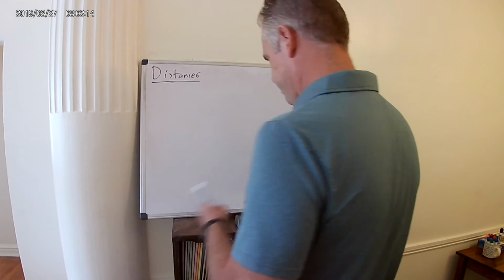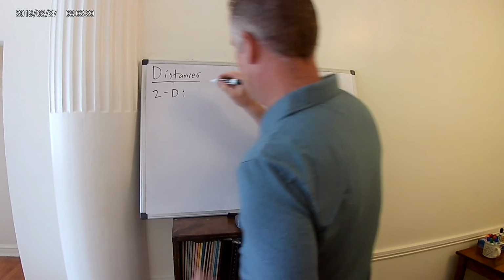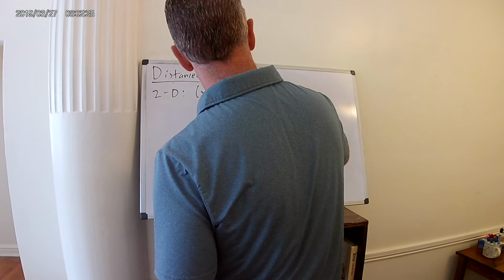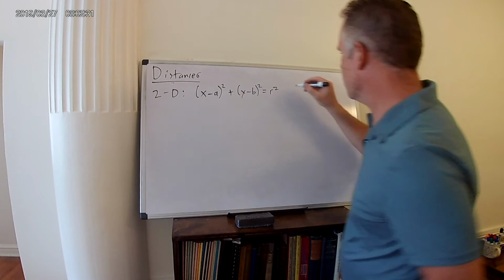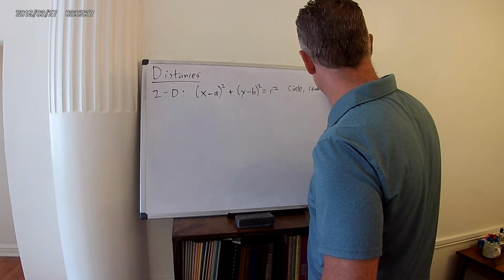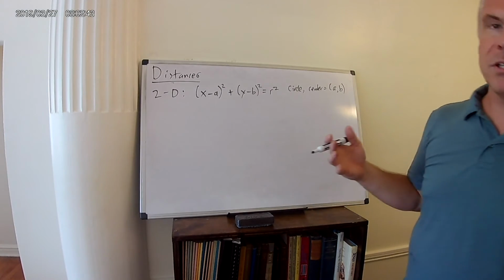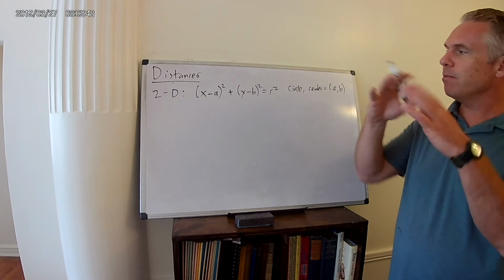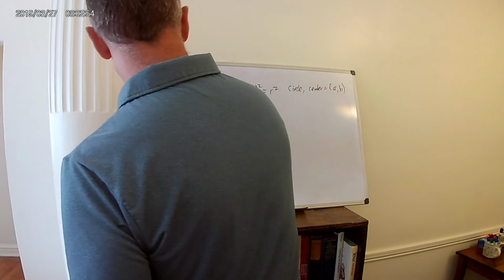Okay, in 2D, if I gave you this equation, (x minus a) squared plus (y minus b) squared equals r squared, this is the equation of a circle with the center at (a, b). Now, what is a circle? A circle is the set of all points that are equidistant from some center point. So this equation defines a set of points x, y that are equidistant from this central point. Let's go into 3 dimensions.